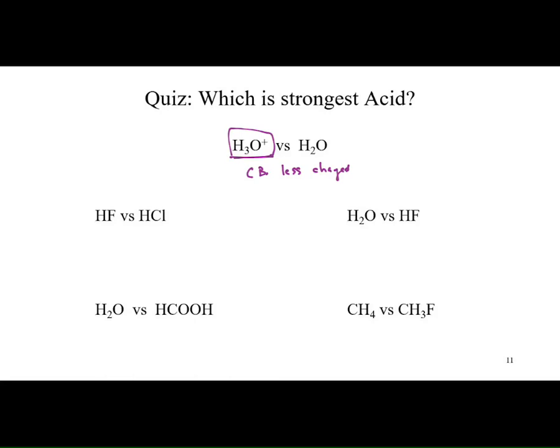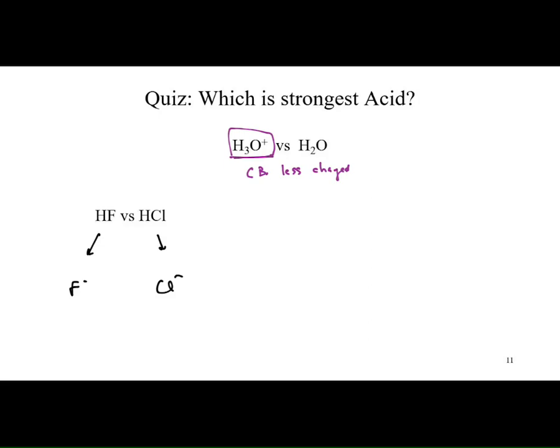Well, what happens if we move to HF versus HCl? If we run the same idea and just look at conjugate bases, I get F minus and Cl minus. Well, why is Cl minus better than F minus? Why is it more stable? What is the difference between F minus and Cl minus?